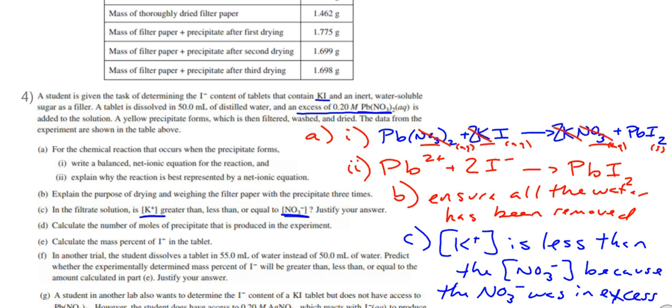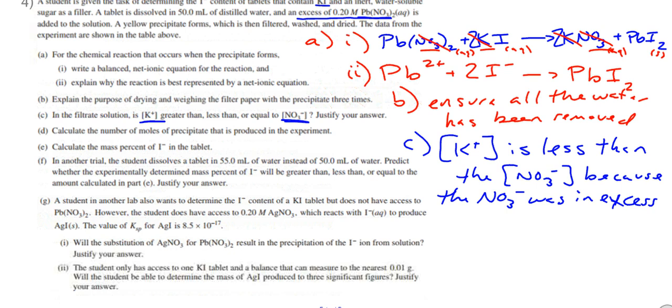It's an excess. I mean, that is a huge word. Don't ever take that lightly. If some problem goes out of their way to say something's an excess, then you already know what's limiting, you already know what's going to run out, you already know what you have left over in a problem. They've already done work for you that they are not going to ask you about any longer. Their answer is going to be similar: K plus is less than NO3 because the source of the NO3 minus, 0.2 molar PbNO32, was added in excess.